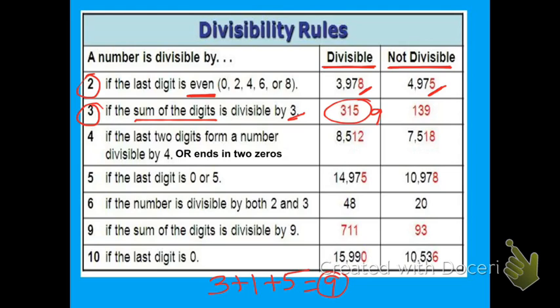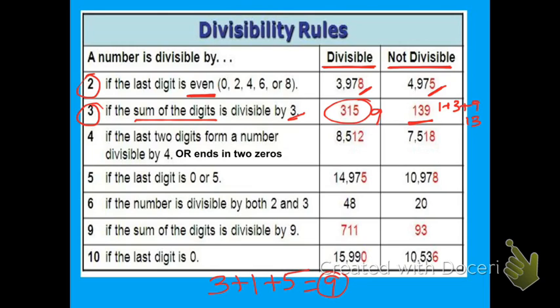All right, let's look at the number 139. So if we add up 1 plus 3 plus 9, what do we get? 1 plus 3 is 4. 4 plus 9 is 13. So because 3 doesn't divide evenly into 13, 3 will not divide evenly into 139. Okay? Making sense? Okay, we'll practice these.